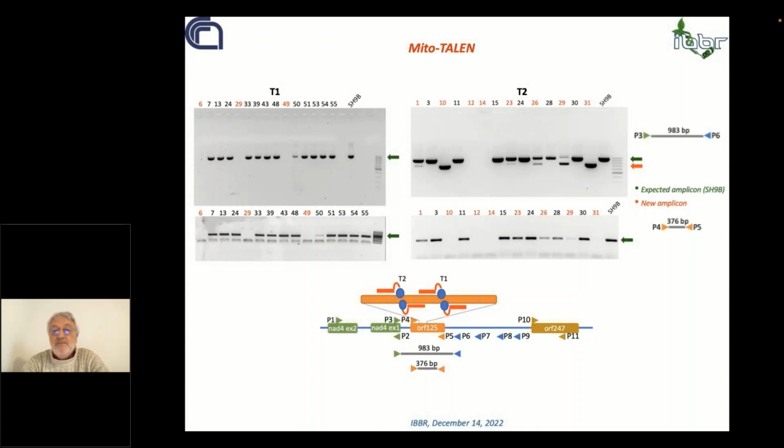In other 6 plants, we had the appearance of a new fragment, indicated with the red arrow, and this fragment was about 200 base pairs shorter than the expected one. In 2 plants, 10 and 31, the new fragment was the only one present, indicating homoplasmy. In other 4 plants, 1, 23, 26, and 29, there were both fragments, indicating a situation of heteroplasmy.